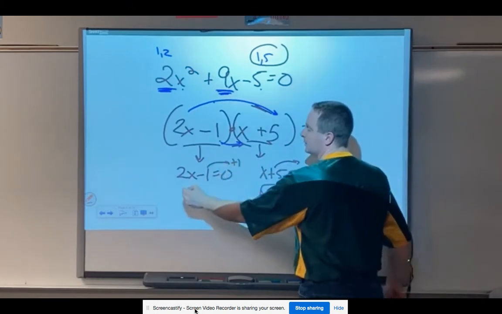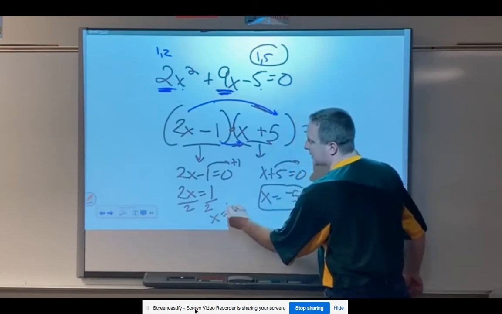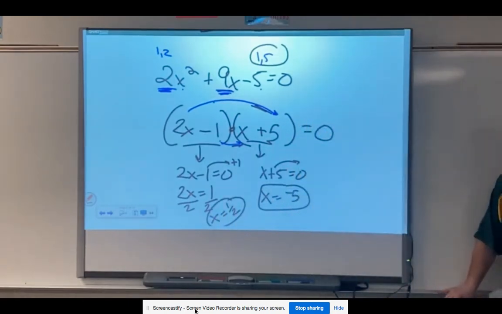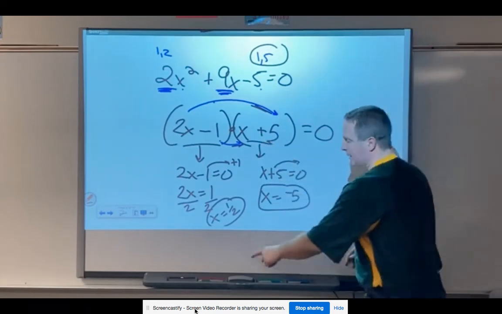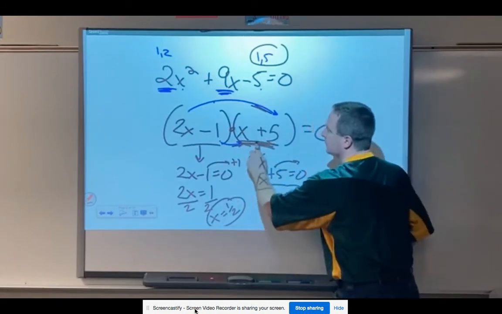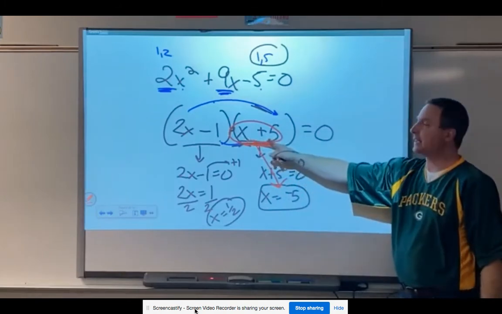What if I add 1 and then divide by 2? X is half. Okay. Now, is there a shortcut, like I mentioned on the last one? Is there a shortcut that we can do? And can we kind of eliminate this stuff, I guess? Well, look at this. There's x plus 5, and the answer was negative 5. That's just the opposite of that number again, isn't it?